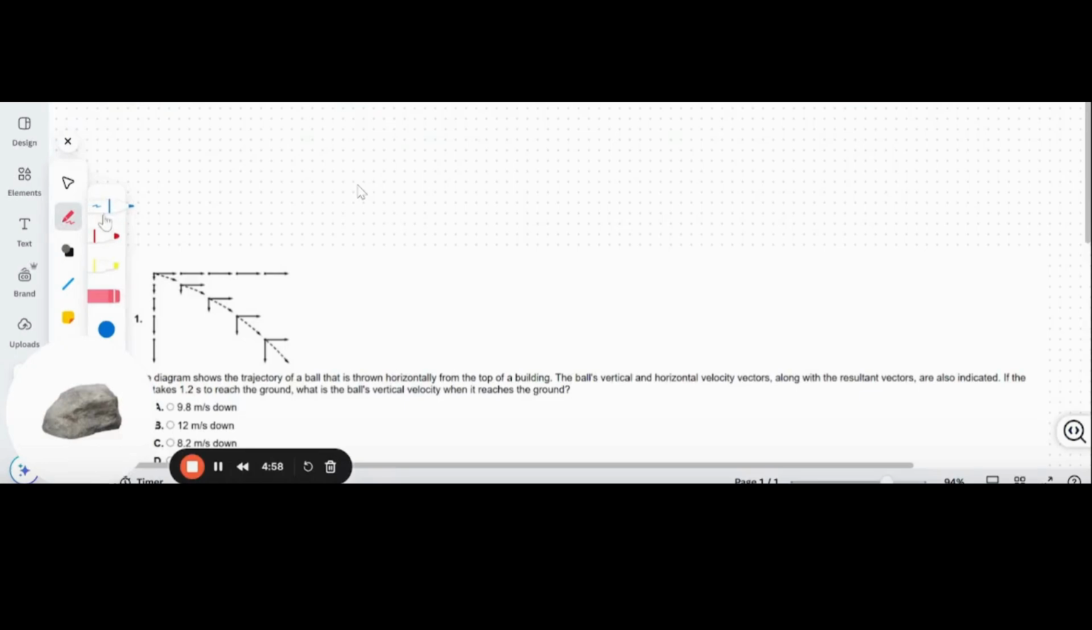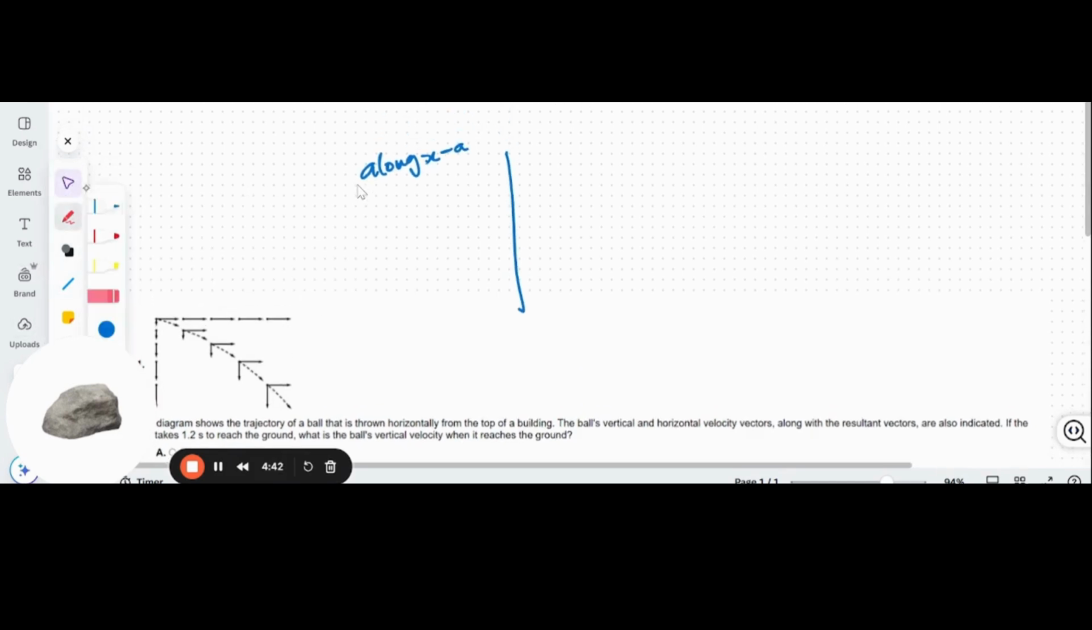Learn how to solve a projectile motion question using kinematic equations. So to start, let me show you some of the kinematic equations that we use along the x-axis and the y-axis in projectile motion.